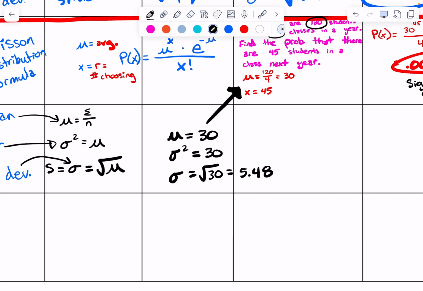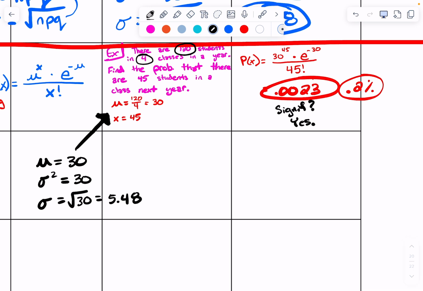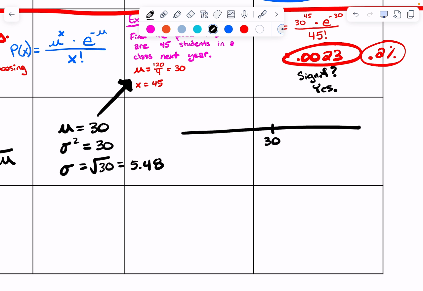5.48. Okay, there are two ways of determining whether something is a significant event. First of all, if it's less than 5%, like it is here, then it's considered significant. Or, if I have the average and the standard deviation, I can do this. And what number goes in the middle? The average, 30, yep.